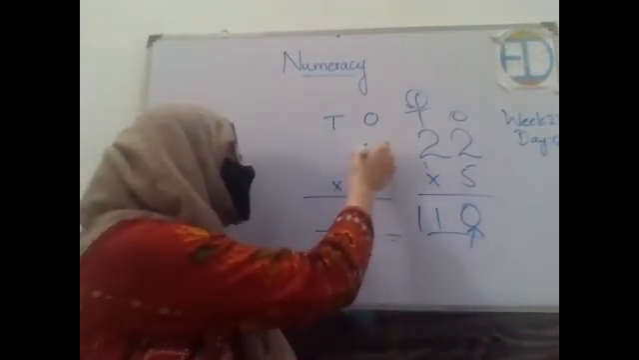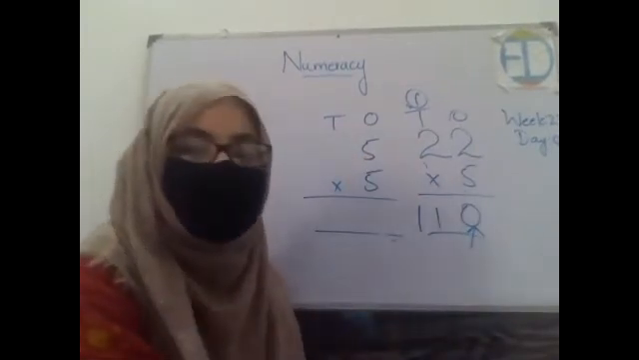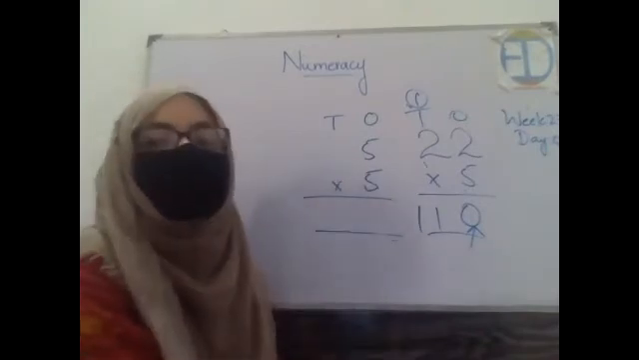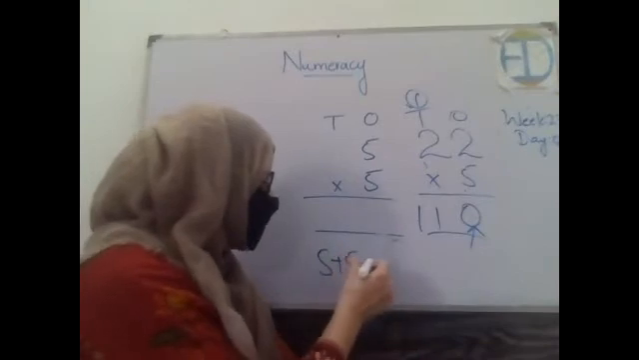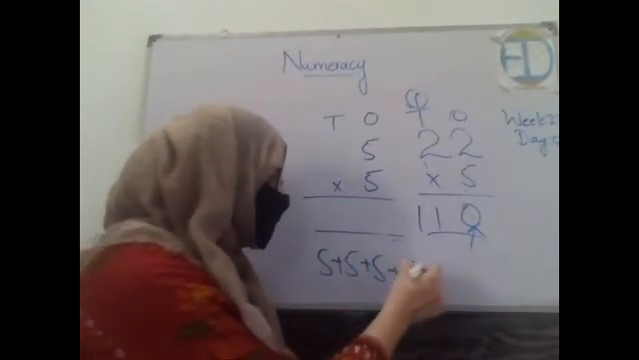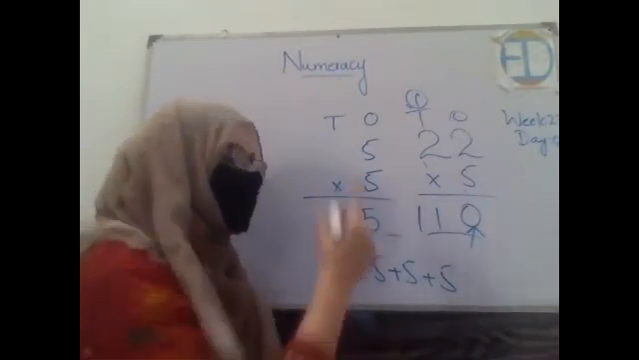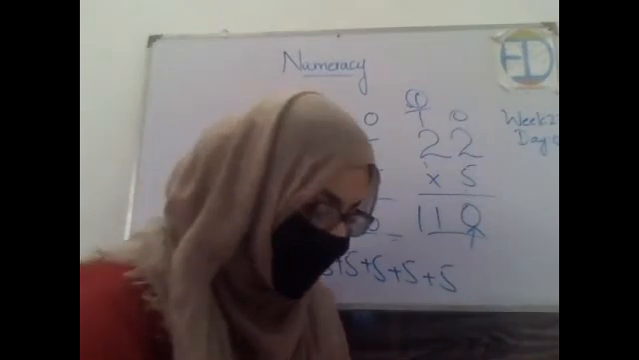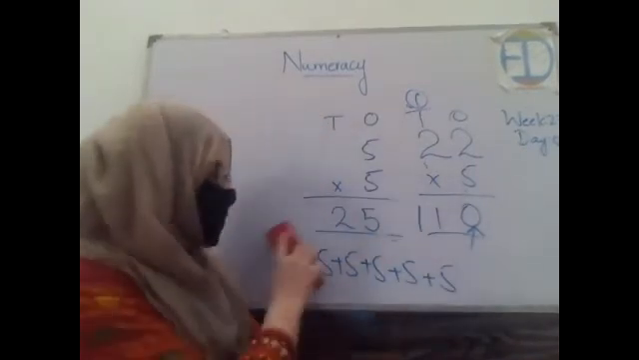So the number of days, 5, and the number of hours, 5. We are supposed to find the total number of hours. So we will be multiplying 5 with 5. So 5 times 5 means that we are supposed to add 5 to itself. How many times? 5 times. So the answer is 25. Got it? Okay. So the next is division questions.